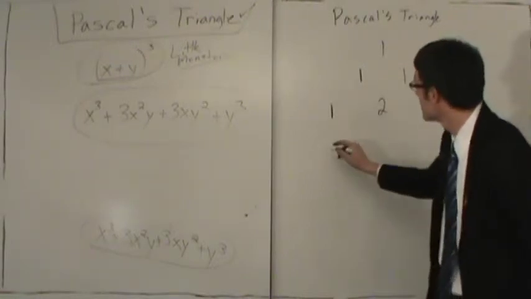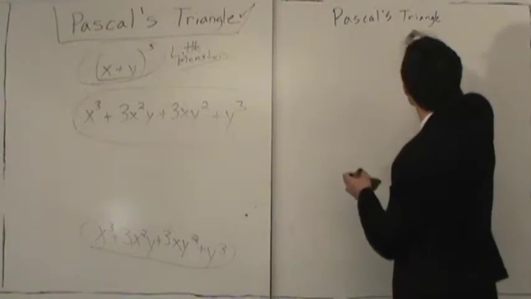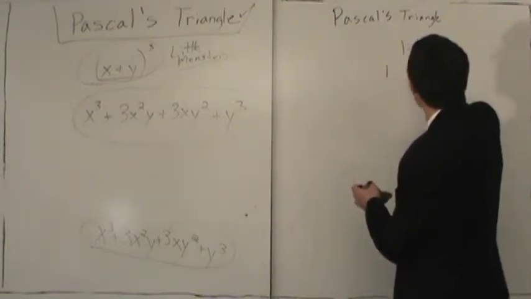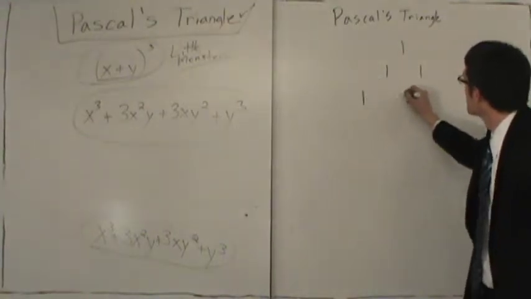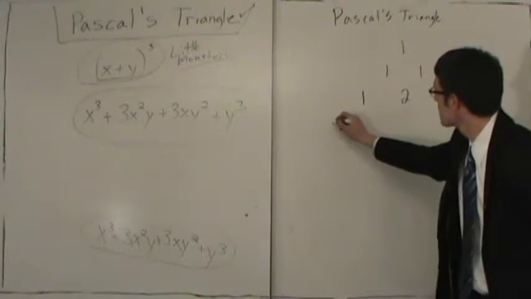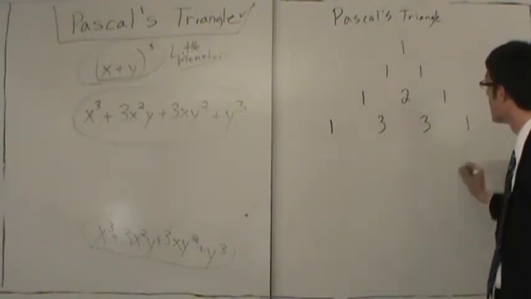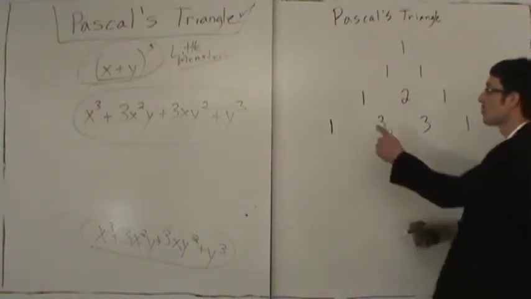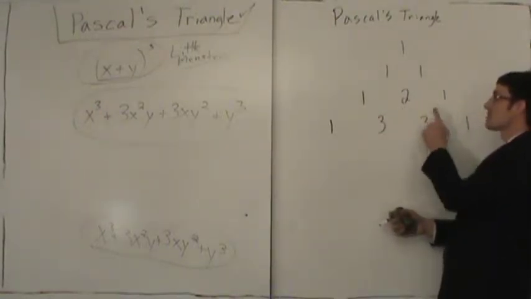Now let's do this again. I'm going to run out of space. We'll have to do this here. Here's 1. And we have 1, 1. We have 1, 2, 1. Can you find the pattern? Watch this. 1, 3, 3, 1. What happened? Guys, what's 1 plus 2? 1 plus 2 is 3. What's 2 plus 1? 2 plus 1 is 3.